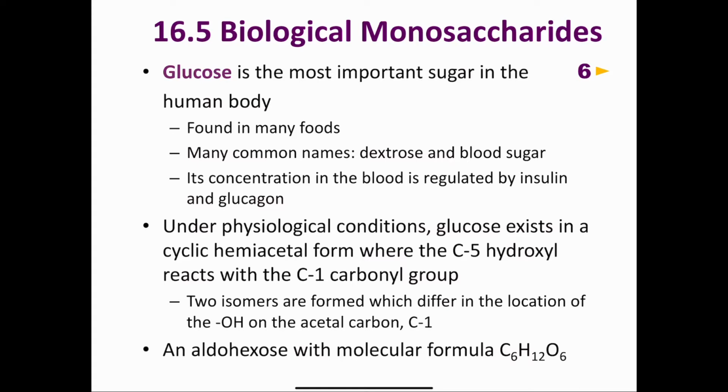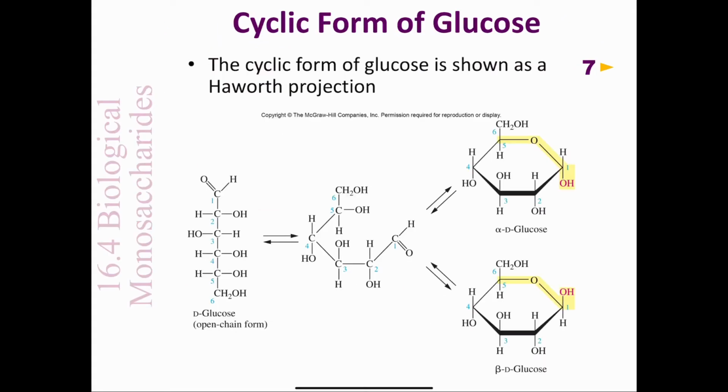The molecular formula of glucose, an aldohexose, is C6H12O6. What is known as the open chain form of glucose is shown here. And what's interesting is that glucose can not only exist in an open chain form, but it can also exist in one of two cyclic forms. We can have what is called alpha D-glucose and what is called beta D-glucose.